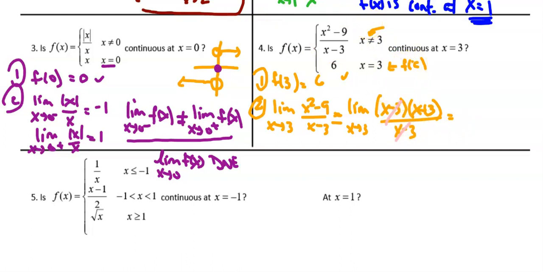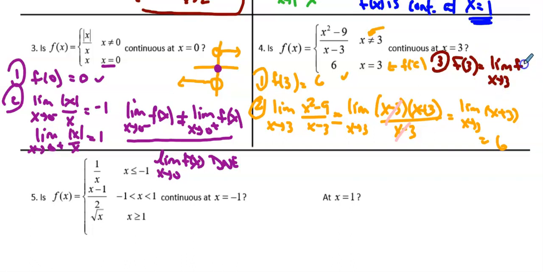The x minus 3's cancel out, and so then you're left with the limit as x approaches 3 of x plus 3. And now we go back to our good old friend substitution. We plug in 3 here, and we get that this limit is 6. So this limit is equal to 6. After all that is said and done, I can now say that step 3, that f of 3 is equal to the limit as x approaches 3 of f of x. And you can also say it is equal to 6.